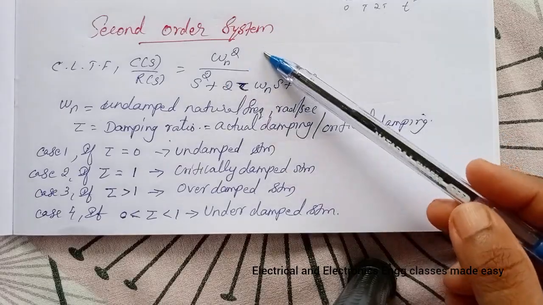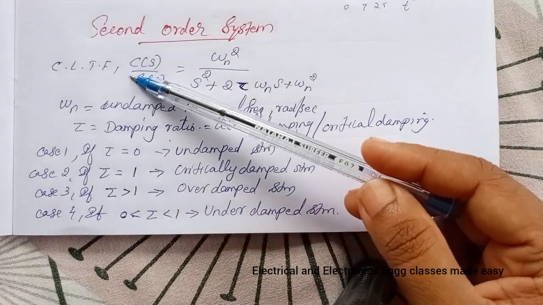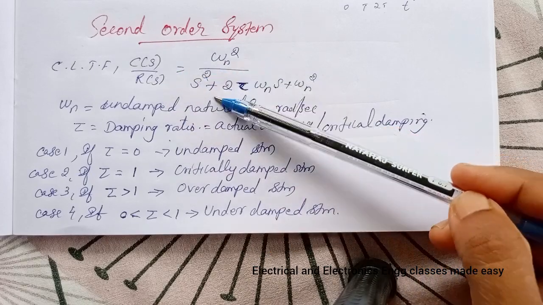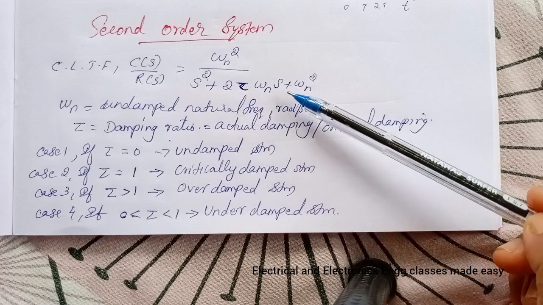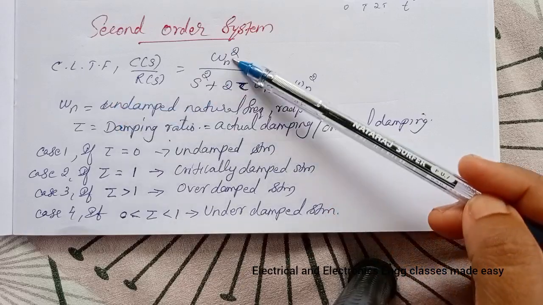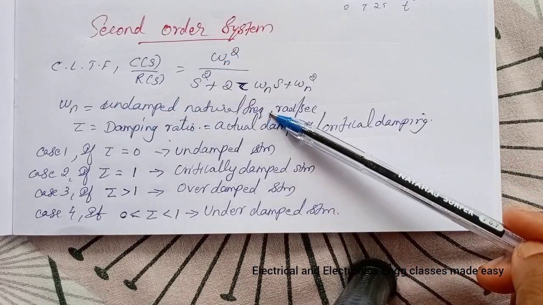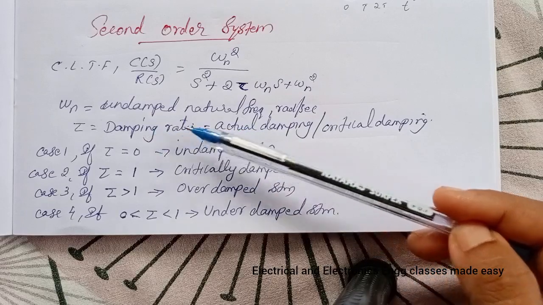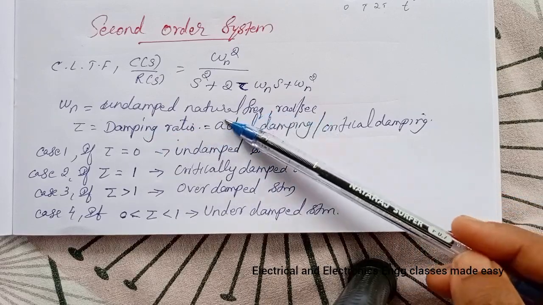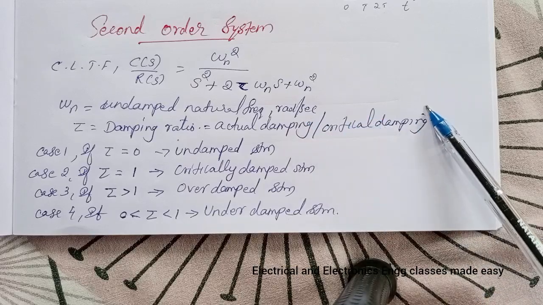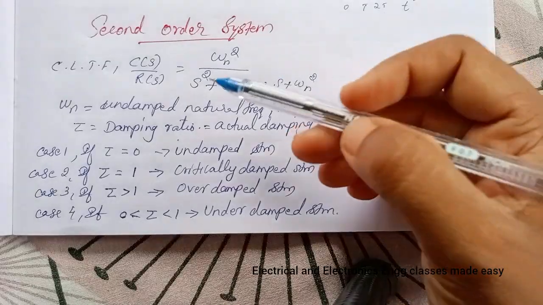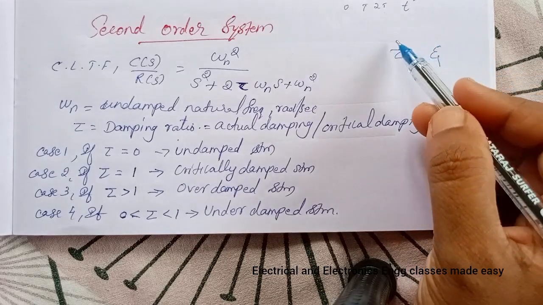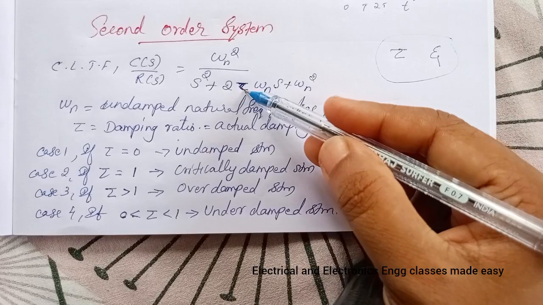Next is the second order system. The standard closed loop transfer function of the second order system is C of s divided by R of s equal to omega n square divided by s square plus 2 zeta omega n s plus omega n square, where omega n is the undamped natural frequency in radian per second and zeta is the damping ratio. The damping ratio is defined as the ratio of actual damping to the critical damping. This zeta can be represented either like this or like this. So this is the damping ratio.